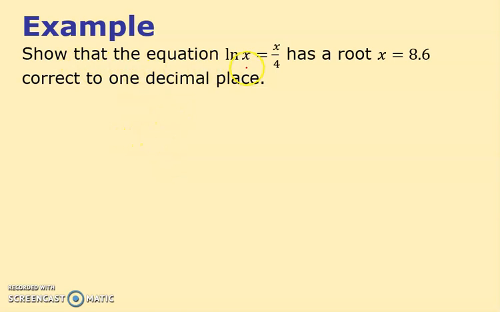It says show that the equation log of x equals x over 4 has a root at 8.6 correct to 1 decimal place. Now to show that, a couple of things here. I'm going to have to write f of x. I'm going to have to get it all onto one side, so that moves over. I'm going to write log of x minus x over 4. That's the first step. And I think I need to show that it's 8.6 to 1 decimal place.